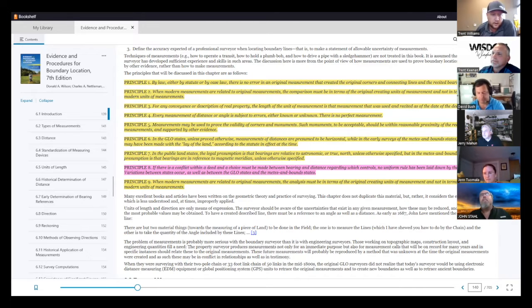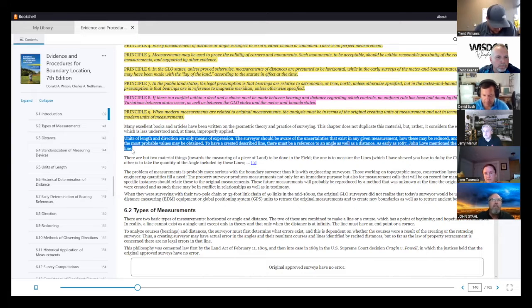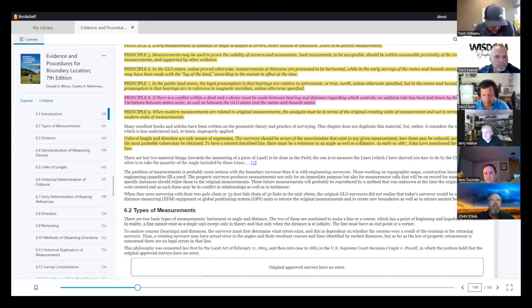Perfect. Thanks, Jerry. I want to read a couple things here. Two paragraphs down after Principle 9 it says, units of length and direction are only means of expression. The surveyor should be aware of the uncertainties that exist in any given measurement, how these may be reduced, and by what means the most probable values may be obtained. To have a created described line, there must be a reference to an angle as well as a distance.